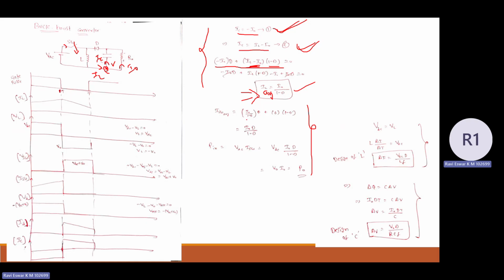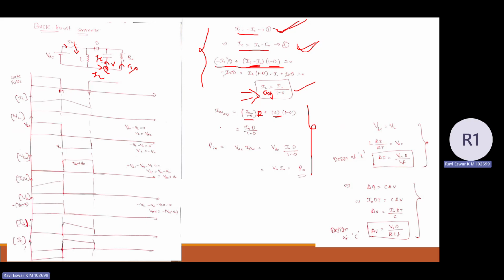Inductor current. Again, if I neglect the inductor current ripple, I can make IL equal to I naught by 1 minus D. So that is the current flowing in the switch during the turn on state, that is D. Here it is T on, which I can replace with D. Plus, when the switch is turned off, there is no current in the switch.